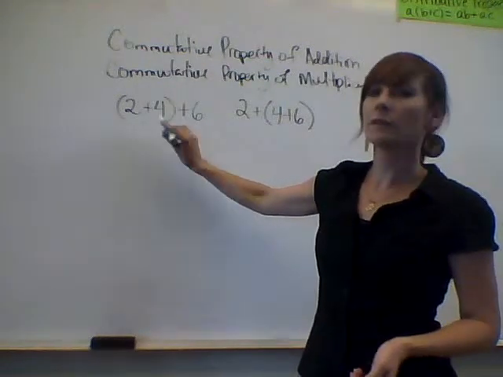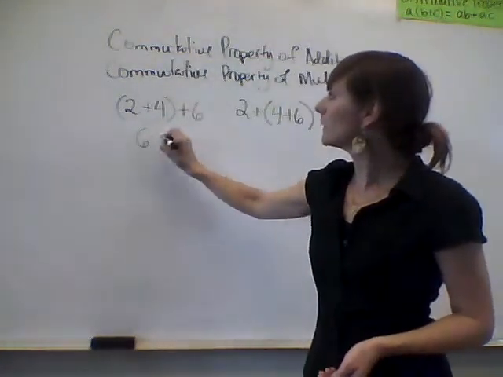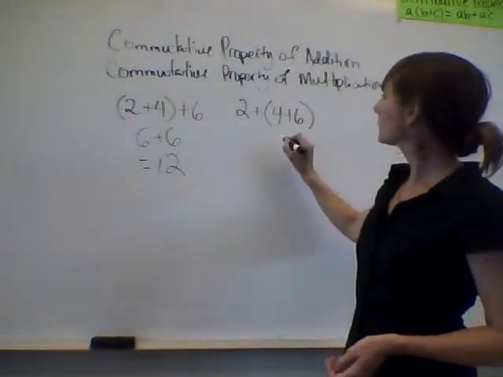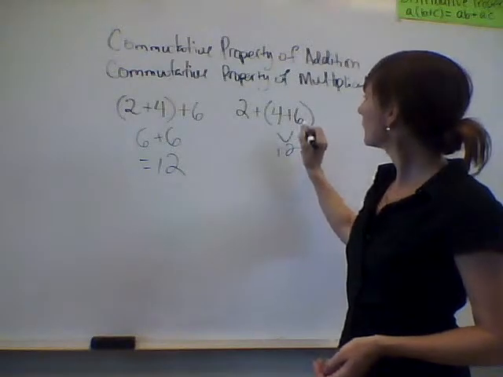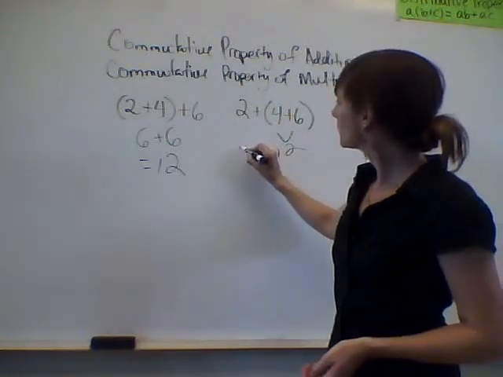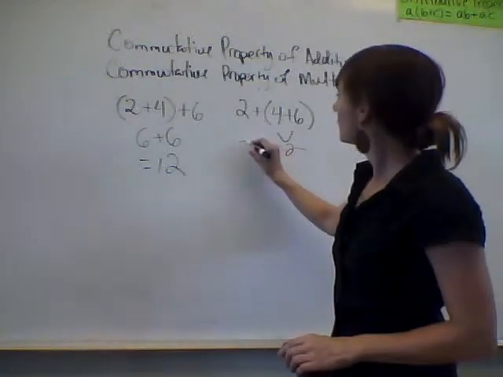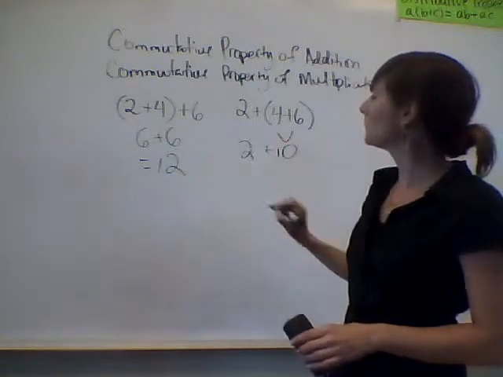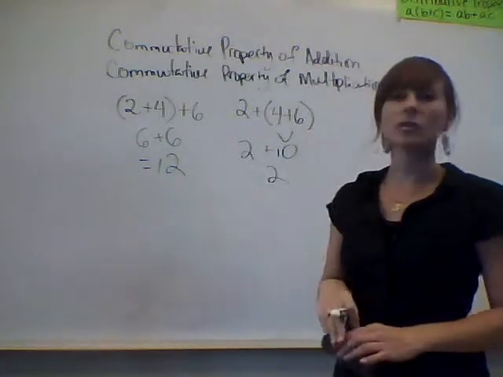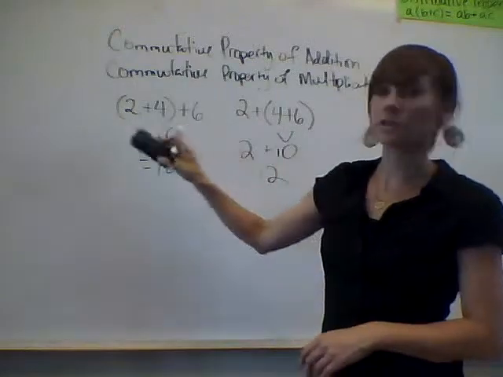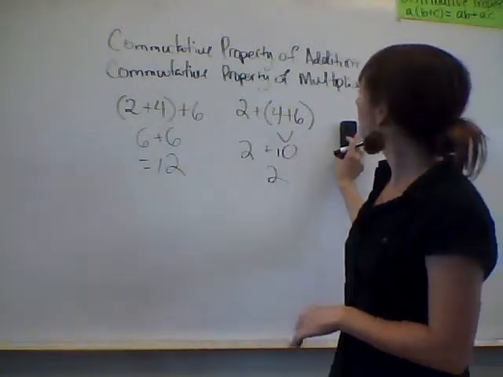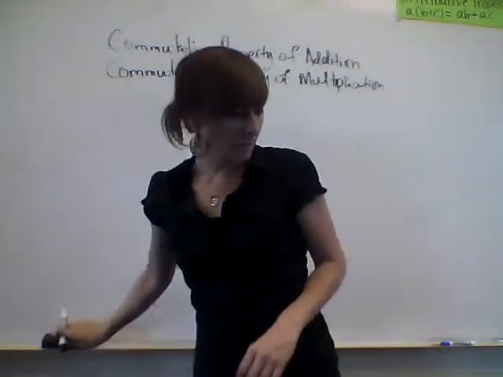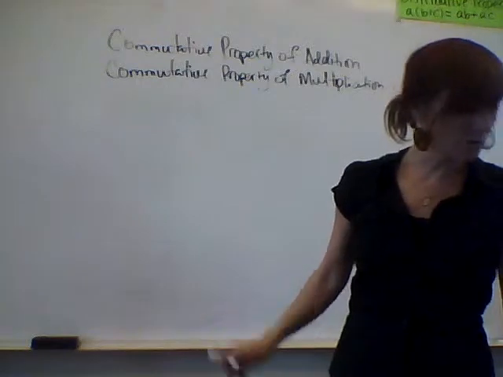2 plus 4 is 6. Bring down the rest. 6 plus 6 equals 12. 4 plus 6 is 10, plus 2. We're going to bring down the rest. Oops, sorry. 4 plus 6 is 10, plus 2, still equals 12. So you're just changing the order, but because it's all addition, even if you change the order with the grouping symbols, you still get the same answer. So that was the associative property of addition.